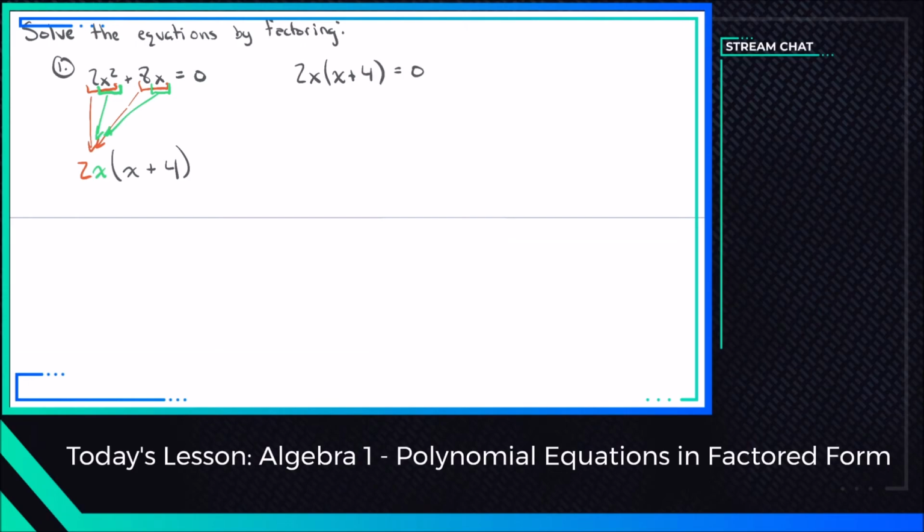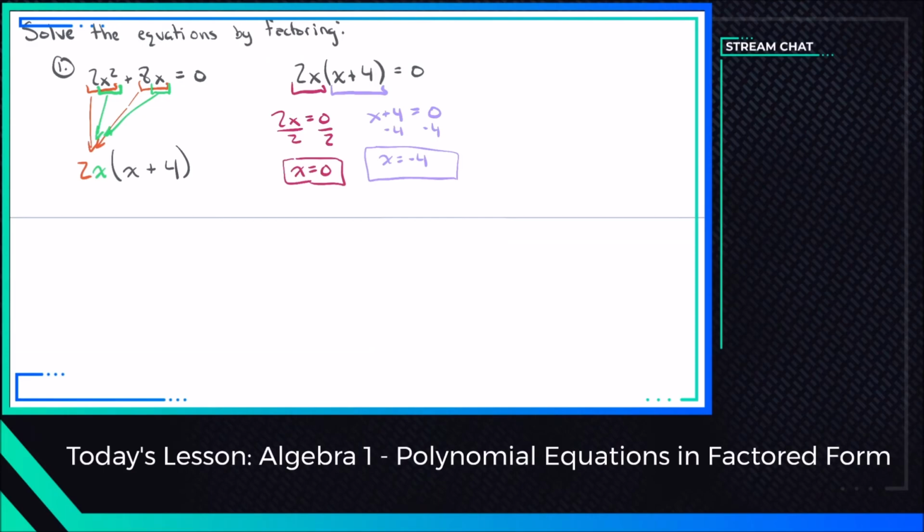And now we're just going to set up our two equations like we have been doing. So we're going to have 2x is equal to 0, or we can have x plus 4 is equal to 0. So solving this first one, we're going to divide by 2, and get x is equal to 0. The second one, we can subtract 4 on both sides to get x is equal to negative 4. And on each one of these, you can always go back and double check by plugging your answer in. Right? You can plug this x equals 0 right back in up there, and that should solve the problem.